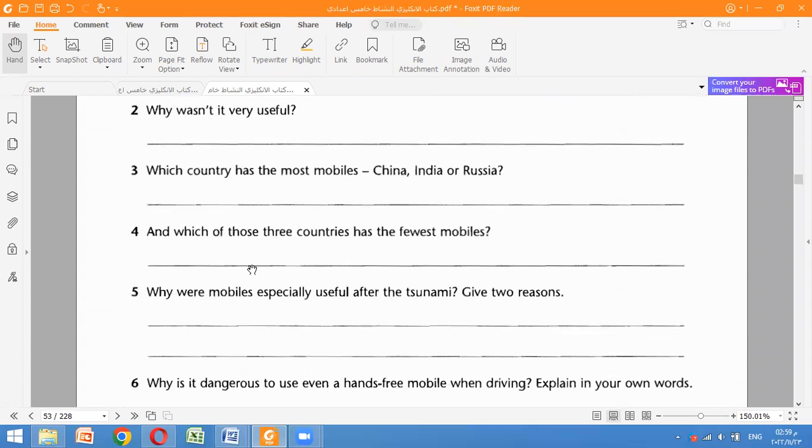So the answer will be here. جوابنا على هذا السؤال, which of those 3 countries, China, India, or Russia, has the most mobiles? We can answer: China has the most mobile phones. Which has the fewest? India has the fewest mobile phones.